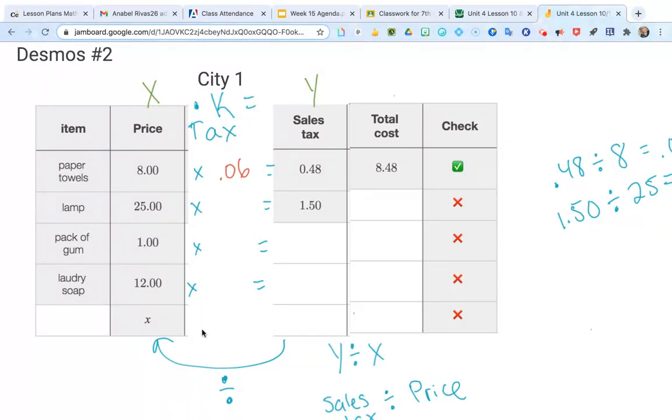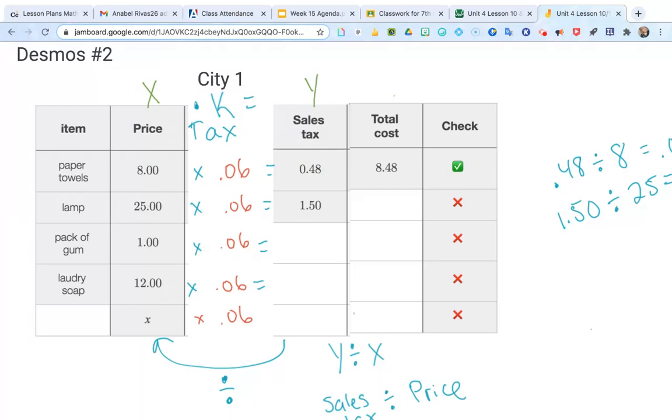The tax will stay the same for the city. So it's going to be 0.06 for all of them. So it's proportional. Taxes are proportional. So I found out what I'm multiplying by, and I did it by taking the sales tax divided by price.